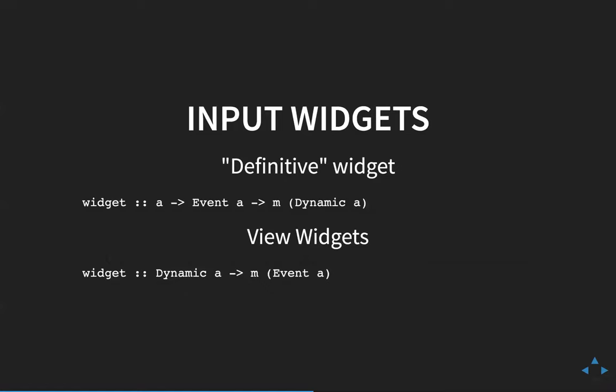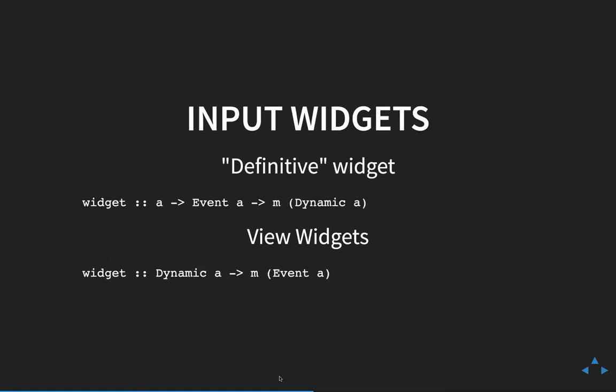These are two patterns. The categorization of these two patterns has kind of just been passed on orally between different people, and I think it's worth mentioning and making a little bit more explicit. If you look at Reflex DOM, all of the input widgets that they have are of the definitive form, or almost all of them. I think there's a checkbox one that is checkbox view, where they also supply a view widget.